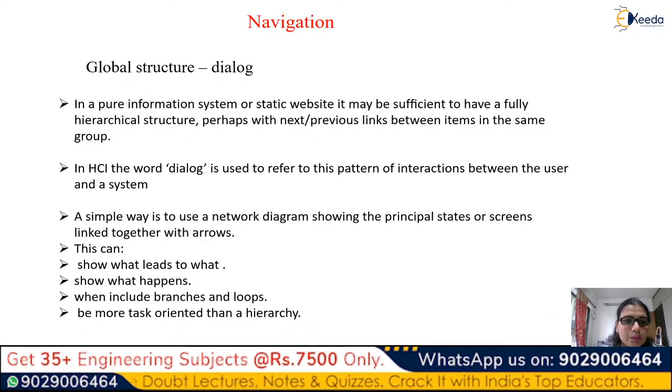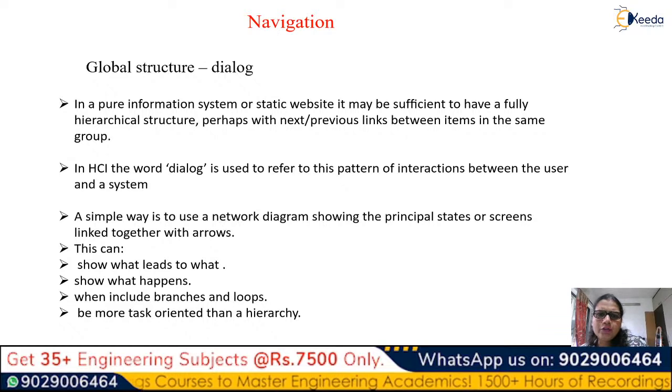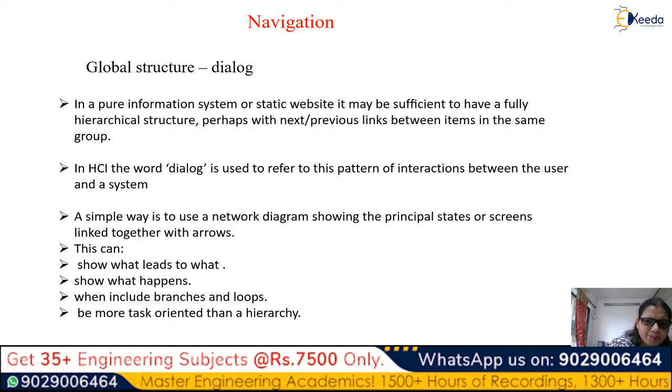The first thing is that in a pure information system or a static website, it may be sufficient to have a fully hierarchical system, perhaps with next and previous links between the items in the same group. If I speak about a hierarchical system, there is a parent form, and then I have certain child forms, like there are 10 child forms.